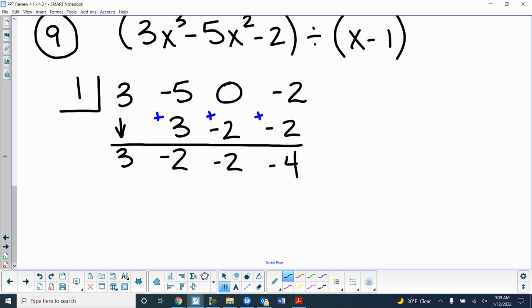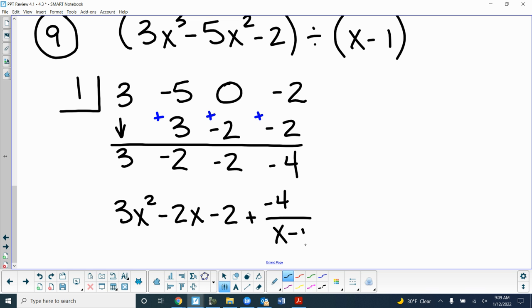So our answer then is 3x to what power? The second, right. Our original problem was to the third. When we write our answer, it's always 1 less for our exponent. So 3x to the second minus 2x minus 2, and then my remainder, negative 4 over x minus 1.